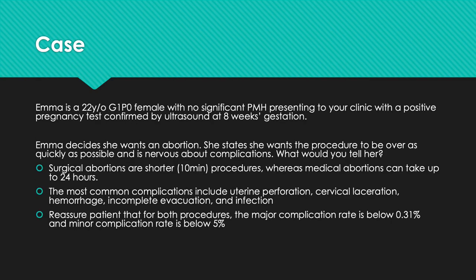So we can tell Emma that surgical abortions are usually a quicker procedure and can be done in less than a half an hour, whereas medical abortions are slower and can take up to 24 hours to completely pass the products of conception. We can tell her the most common complications she could experience and reassure her that whichever procedure she chooses is safe and has low rates of major complications and mortality.